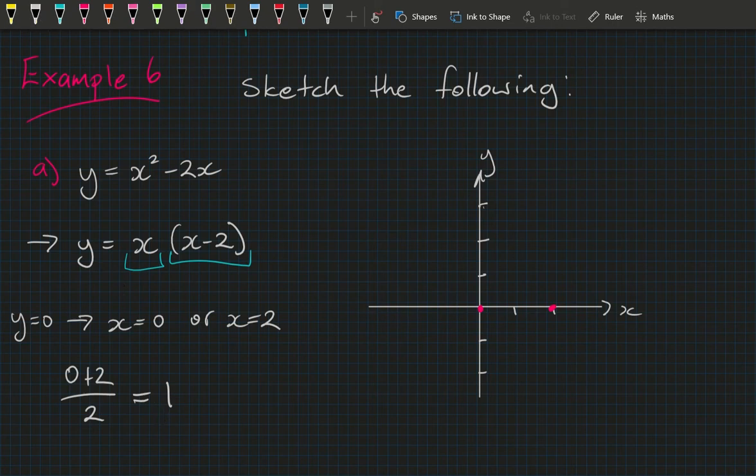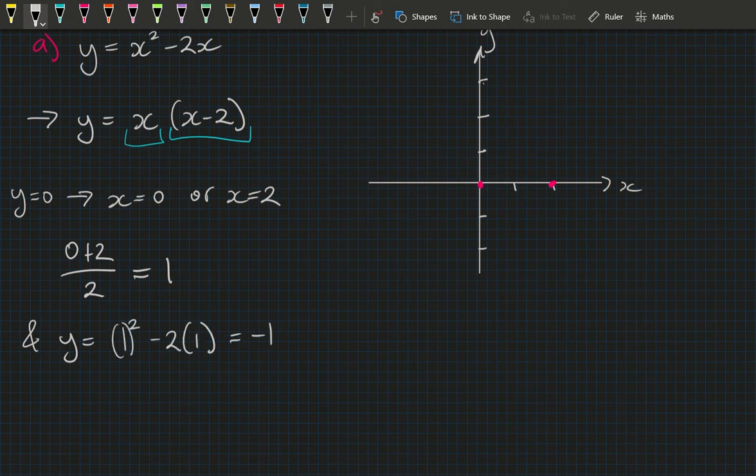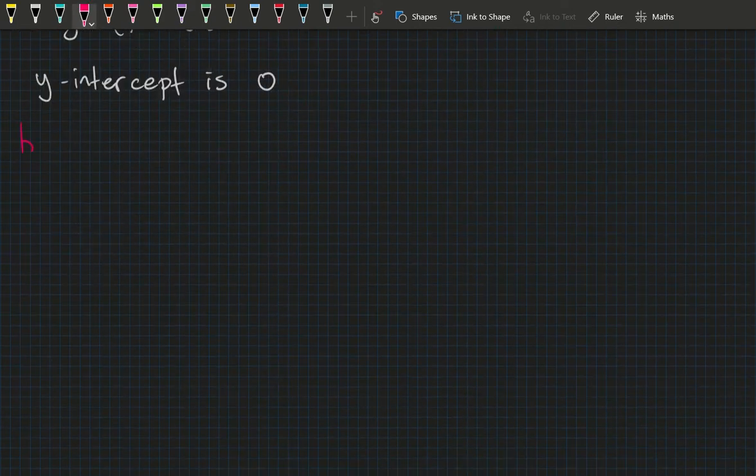And now we know that, we can sub the 1 into the rule and we'll get y is equal to 1 squared minus 2 times 1, which is equal to minus 1. So we've got an x value of 1 and a y value of minus 1. So let's mark in our turning point. And it probably doesn't need to be mentioned, but you can see that the y-intercept is definitely 0 there. So we have all the information we need to draw a parabola. It's just a matter of how bad my artistic skills are here. Close enough.